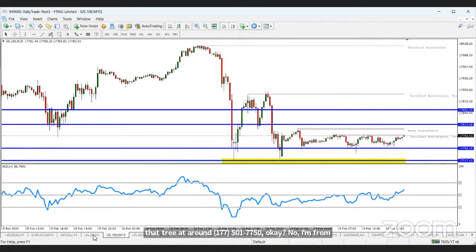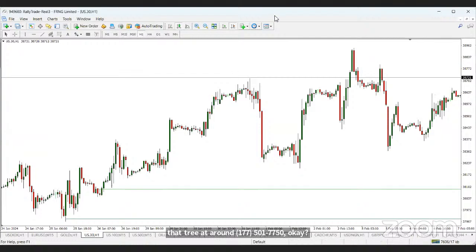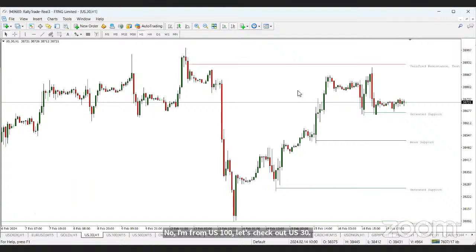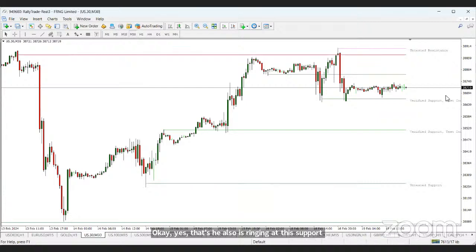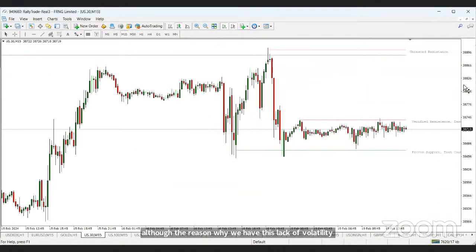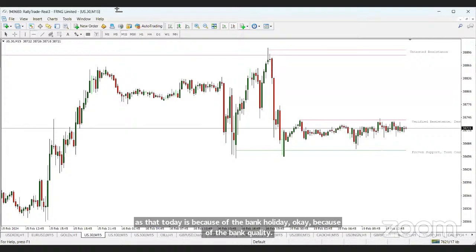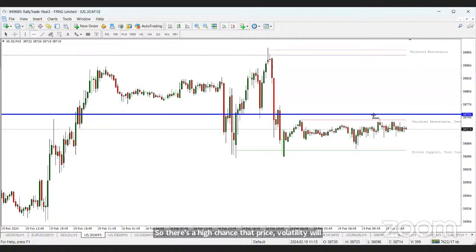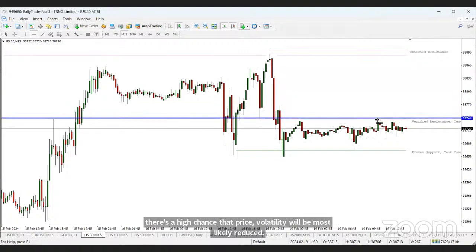Let's check out US 30. US 30 also is ranging at this support zone. You know that these instruments are on an uptrend, although the reason we have this lack of volatility today is because of the bank holiday. There's a high chance that volatility will be reduced. That's why I'm not even giving a buy stop.